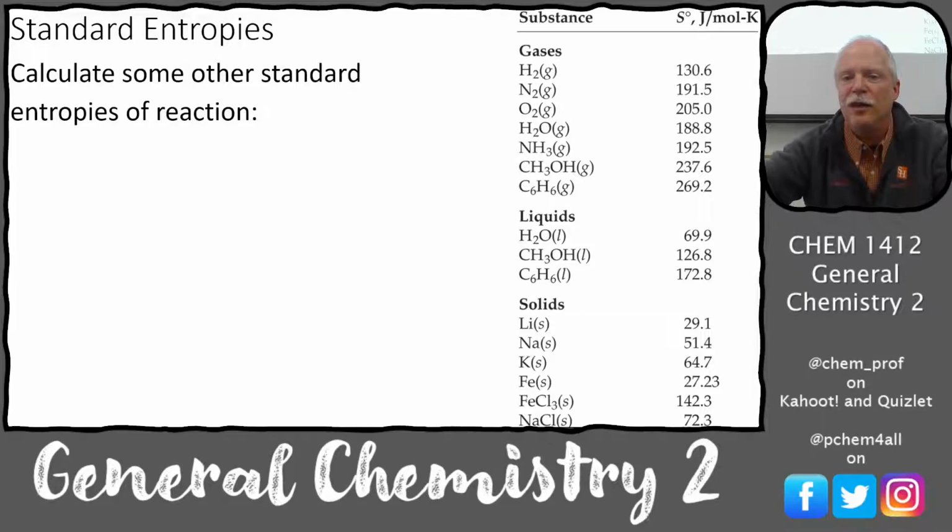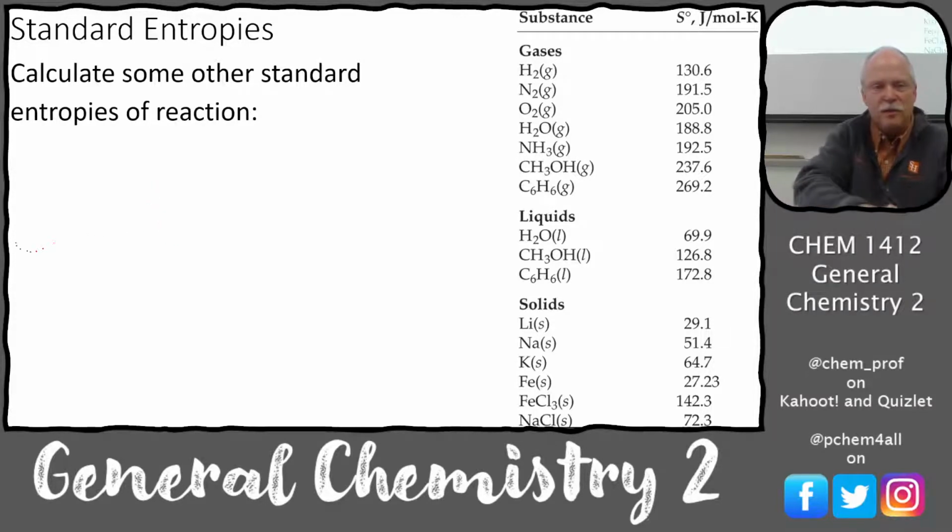Let's calculate for another one. So let's do the combustion of methanol. So we have CH3OH plus O2. Yes? In these questions, will the enthalpies or the entropies be given to you for each of them? Yes, you'll have a table.